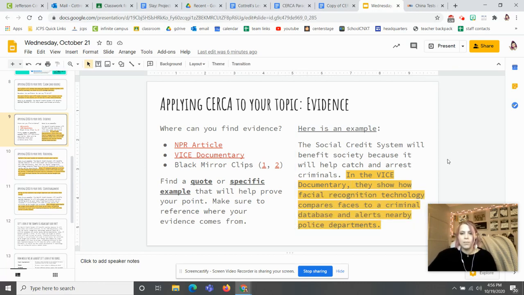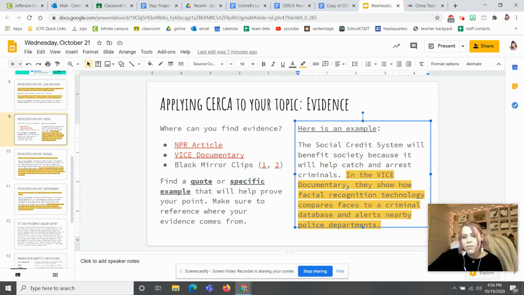So let's look at my example. In the Vice documentary, they show how facial recognition technology compares faces to a criminal database and alerts nearby police departments. So that is a specific example from the Vice documentary. I would also like you to note that there is a comma after this because this is an introductory clause. So you should always have a comma after in the NPR article or in the Vice documentary, and then either a quote or a specific example.